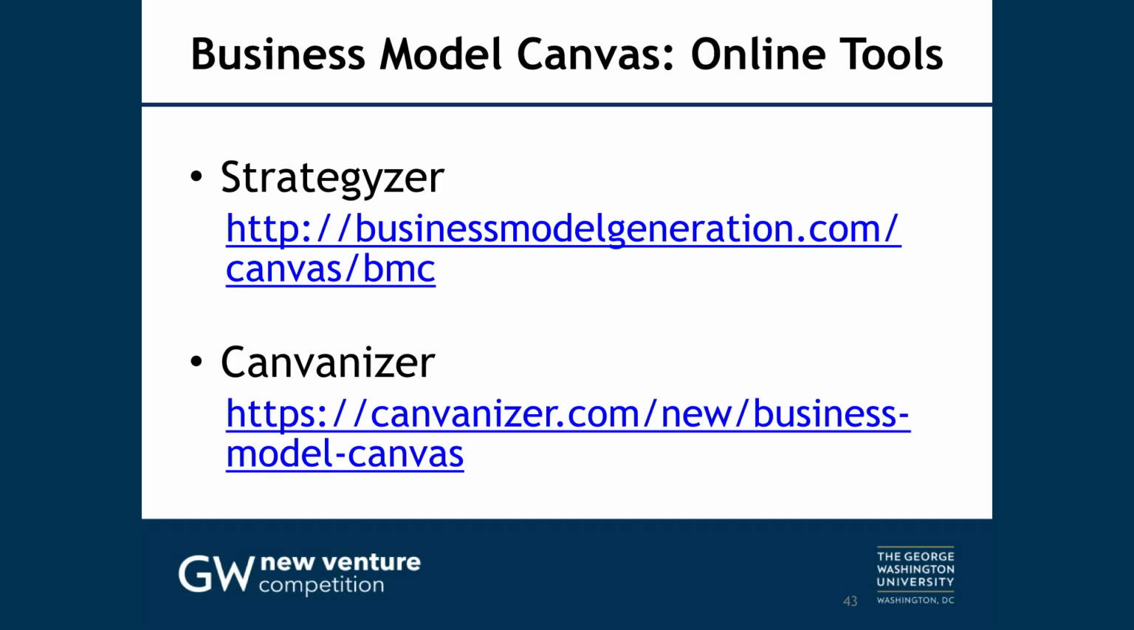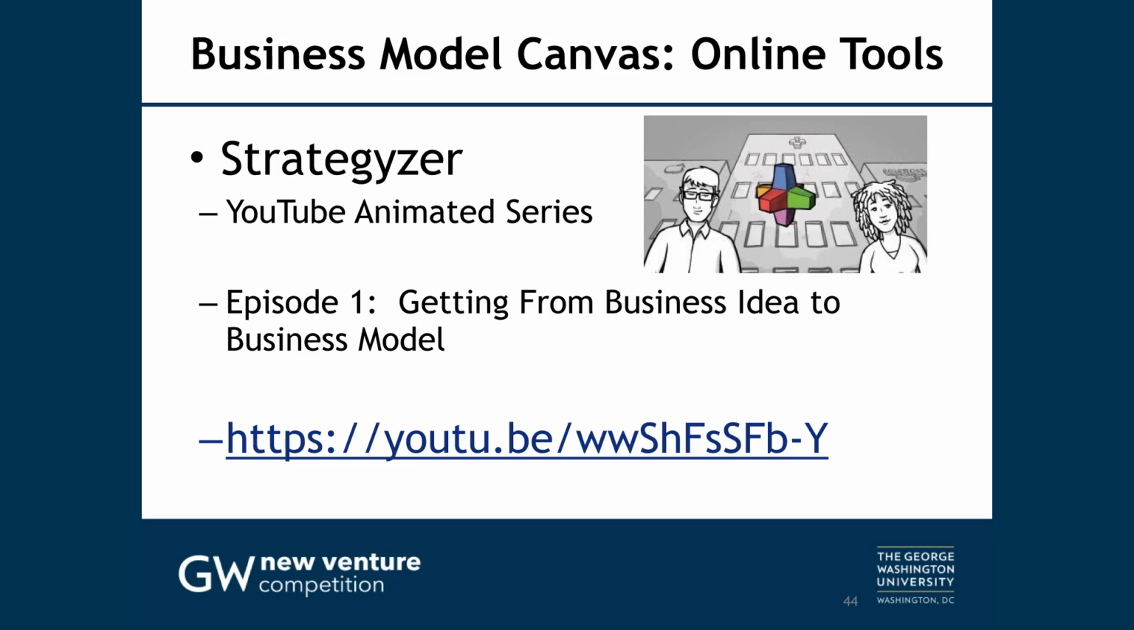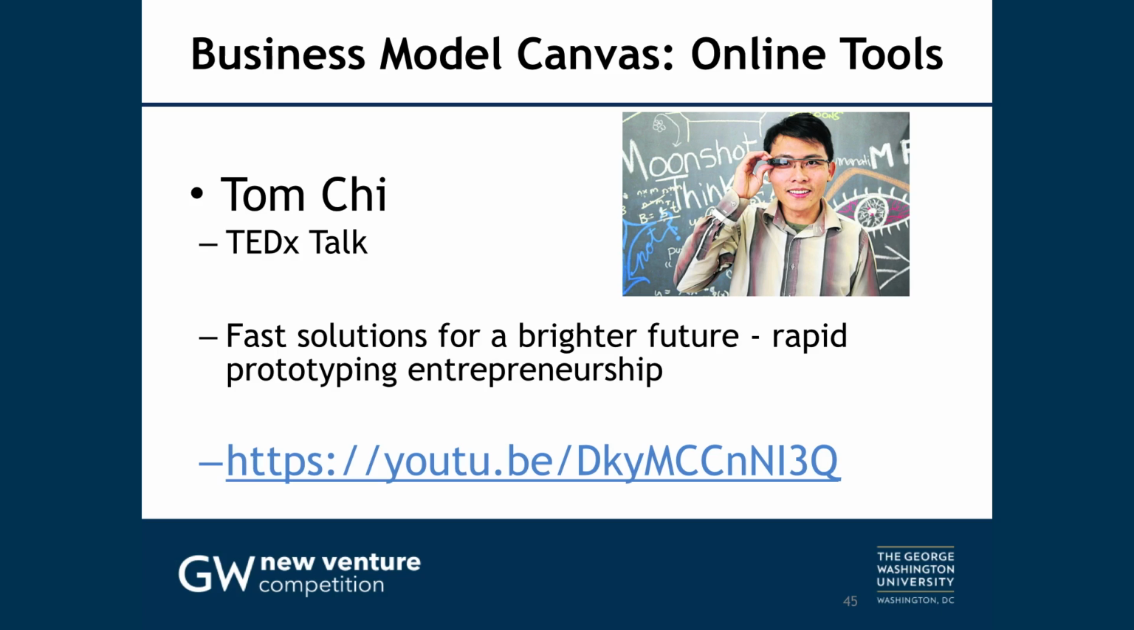Now, there are some online tools to help you do your business model canvas. You can do your business model canvas on a whiteboard with stickies, but there are good tools, one set from Strategizer and then another set from Canvanizer. Strategizer also has a great set of video tools, so I recommend these YouTube videos from Strategizer that talk about how to go about and build your business model canvas. So for those of you who want to do some prototyping or building your minimum viable product, I recommend the online video from Tom Chi. It's from a TED Talk, and it does a very nice job on how to do rapid prototyping.